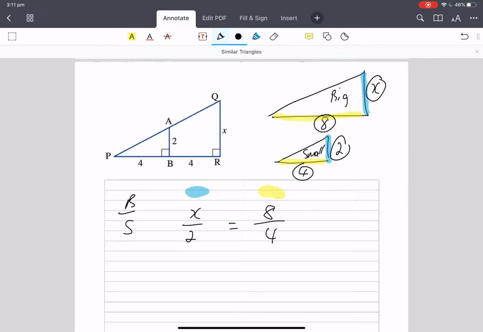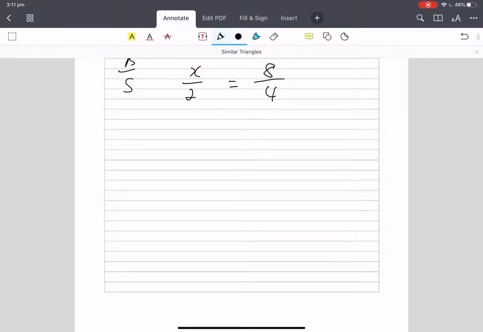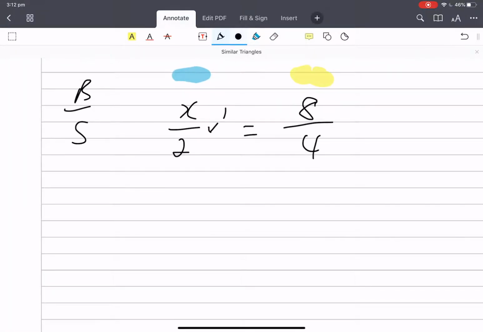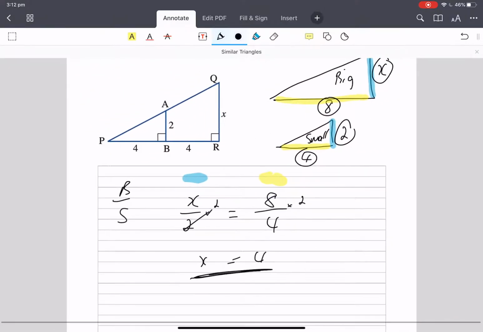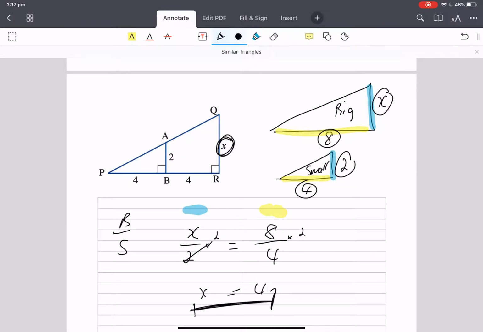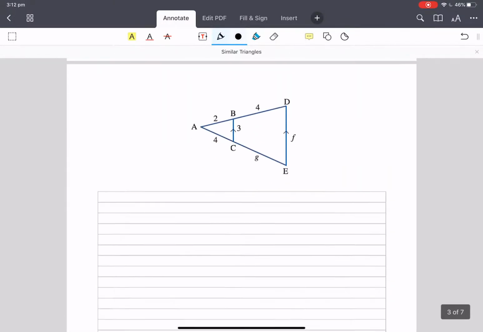Okay, once we've done that, all we've got is an equation, single step equation, solve for x. Let's get rid of that 2. The 2's cancel, and then we're left with 4. So what's x? It's 4. If you can draw them separately, they tend to be a little bit easier.